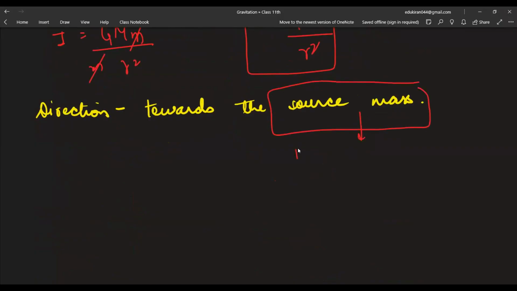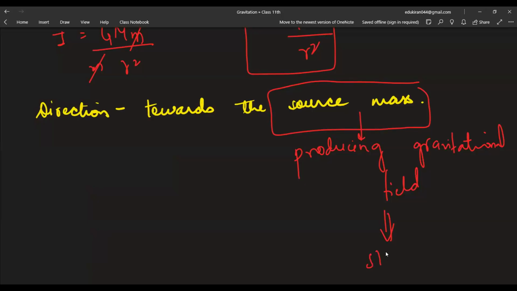Okay class, because the source mass is producing the gravitational field, that's why it is kept static. So this source mass will be producing the gravitational field, and that's why it is kept as static. Write this, then we'll start with the derivation of the gravitational energy.